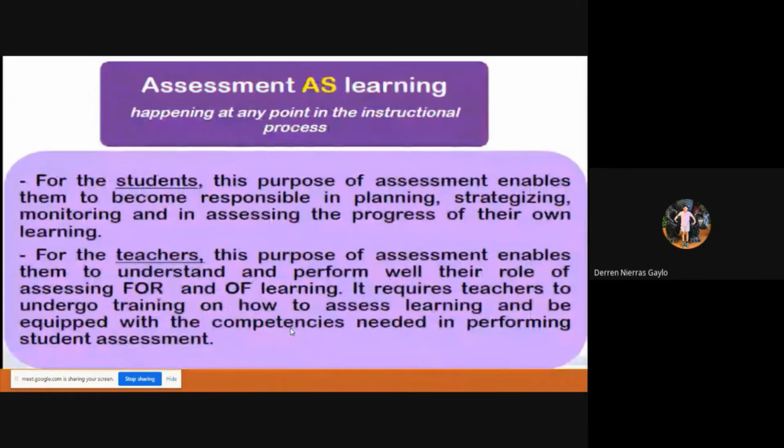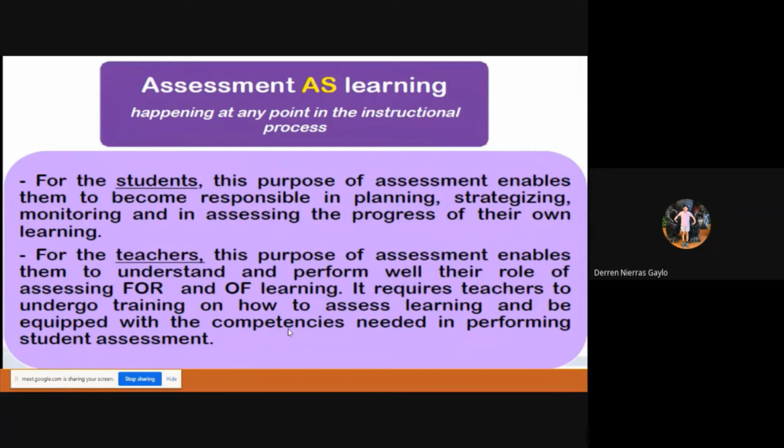And we also have assessment as learning. You can have it before, during, or after the learning process, so it happens at any time in the instructional process. For students, its purpose is to become responsible in planning, strategizing, monitoring, and assessing the progress of their own learning. So it's more on reflecting on their own learning.